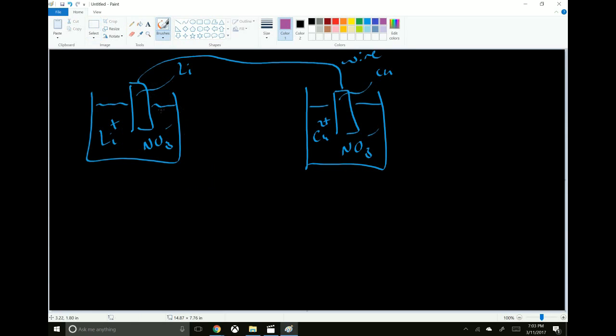Now, the thing is, this is not quite complete. Because this right here, first off, this is an example of a battery. Very simple, very straightforward battery. You may have heard of lithium acid batteries or lithium ion batteries. That's what they're talking about, lithium and lithium ion. So this is a battery. We have electrons moving along the wire going from lithium to copper.